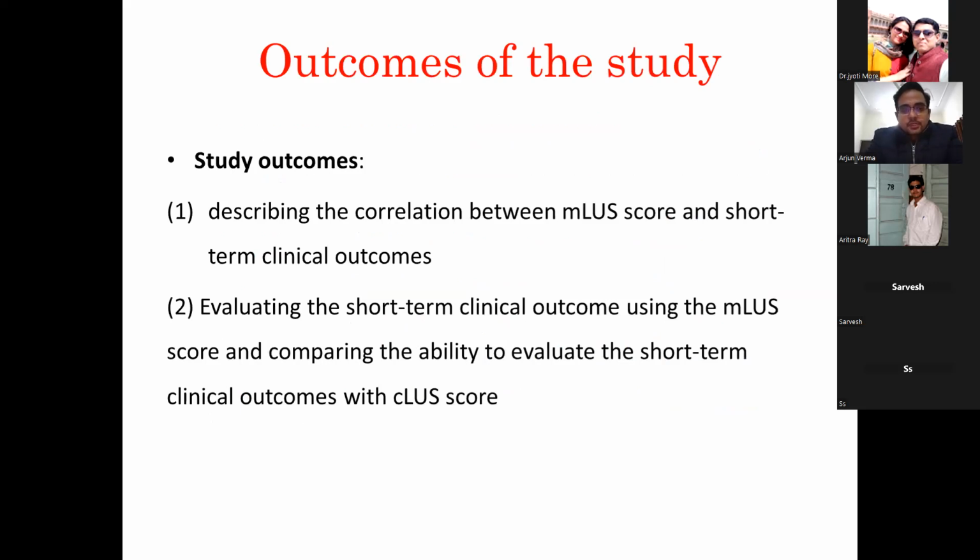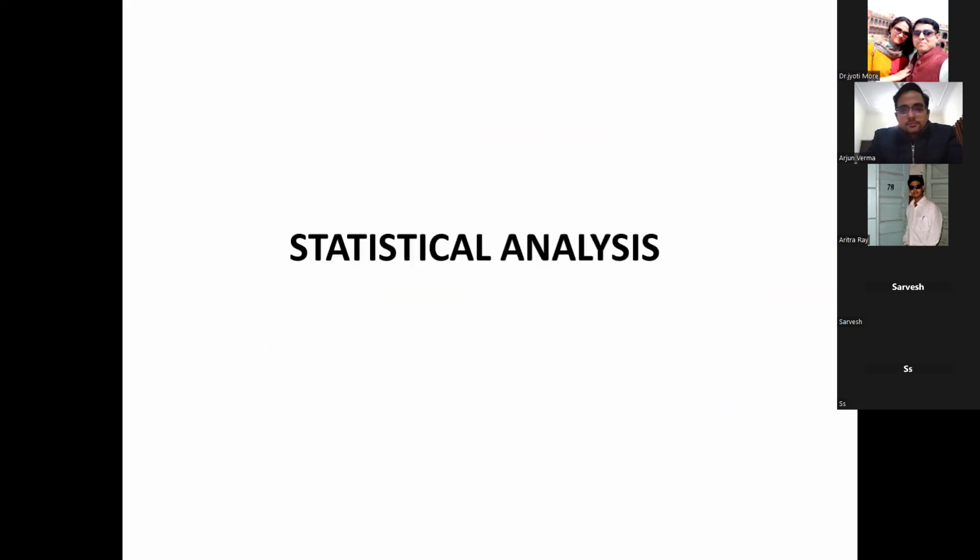Next slide. So the outcomes of the study, basically what they studied was the correlation between the modified lung ultrasound and the short-term clinical outcomes. And the next thing was comparing the modified lung ultrasound to the conventional lung ultrasound, as rightly explained in the previous slides. Next, please. So coming to the statistical analysis.